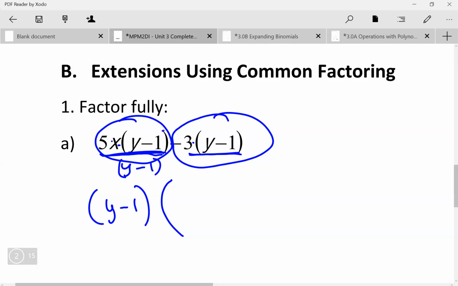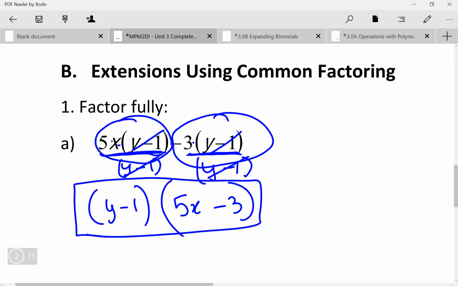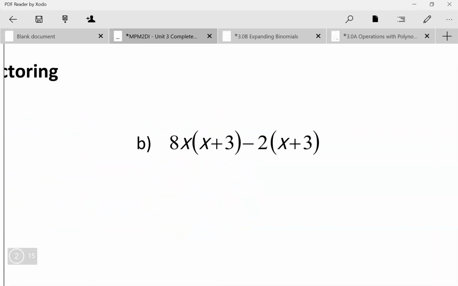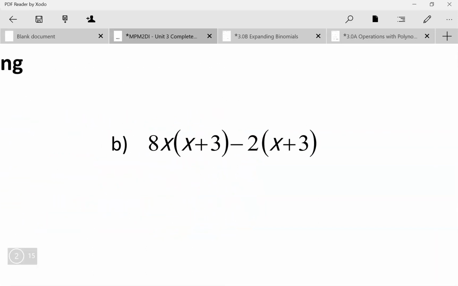And what I'm left with here is a 5x. If I divide this side by y minus 1, what I'm left with is a negative 3. So this is my final answer, y minus 1 times 5x minus 3. So again, very important to practice this. Again, we can see the same kind of process here.